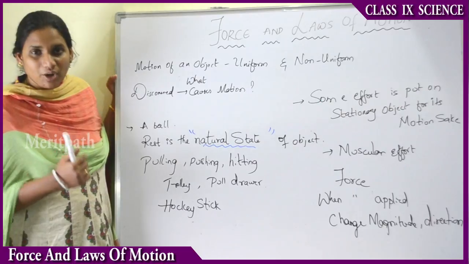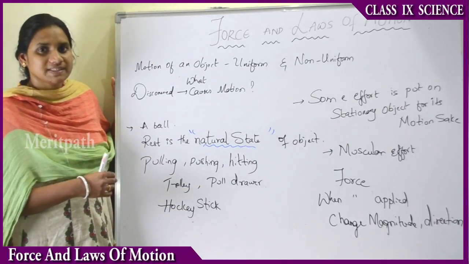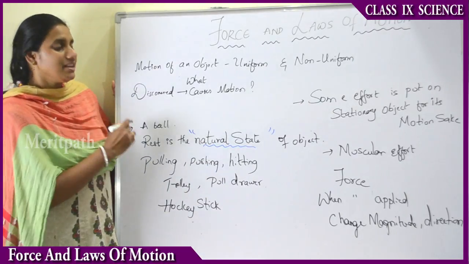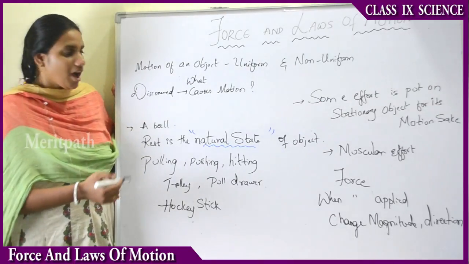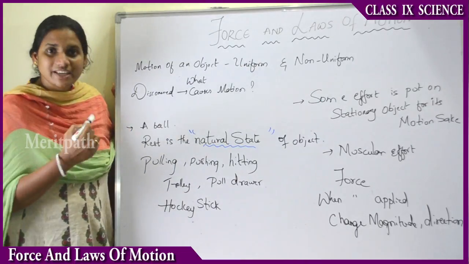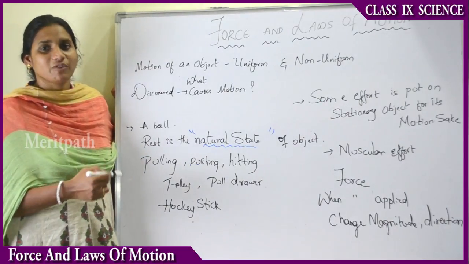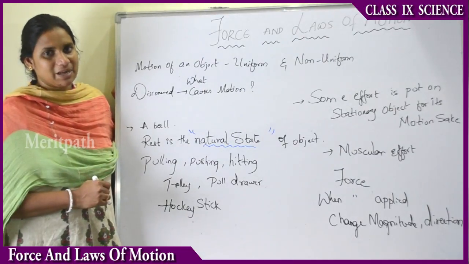The motion of an object. That is, an object consists of different types of motions, that is uniform and non-uniform. And at the same time, in this chapter we are going to discuss the cause of the motion. How and what's the reason for the motion of an object, and what the causes and effects of motion of an object are, are discovered in this chapter.